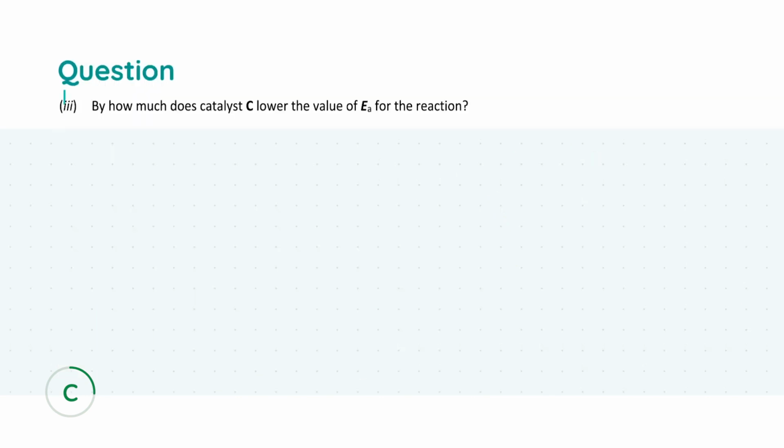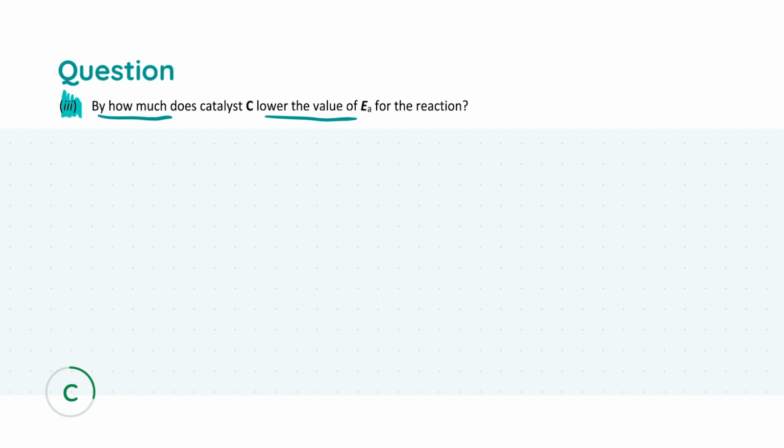So now let's take a look at part 3. And in this case, part 3 is going to be yet again referring to the diagram. We're going to be asked, by how much does catalyst C lower the value of EA? So the activation energy, should I say. And in this case, it's important to know that we're not being asked for the activation energy for the catalyst. Now we're asked about the difference. By how much does the catalyst lower that value?